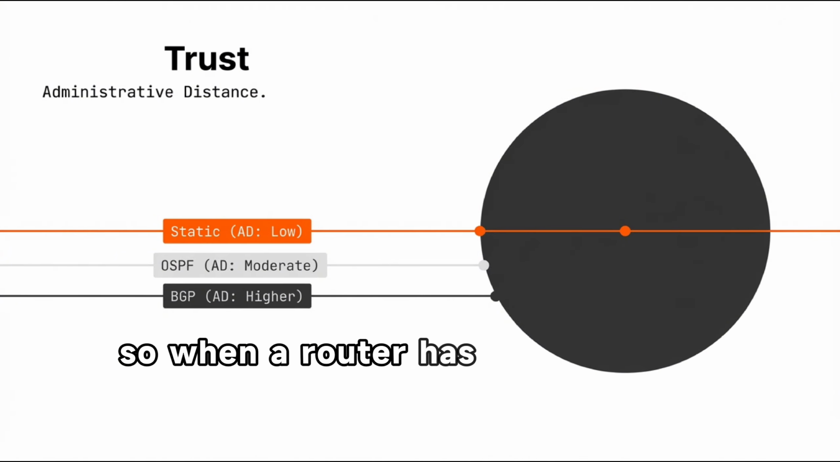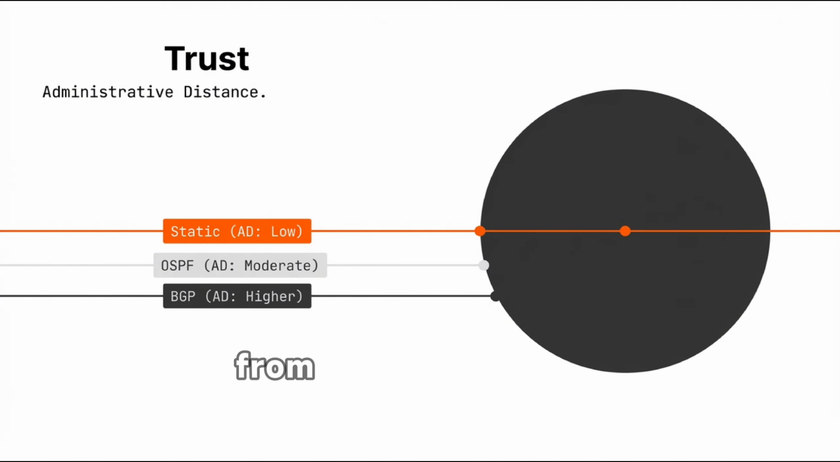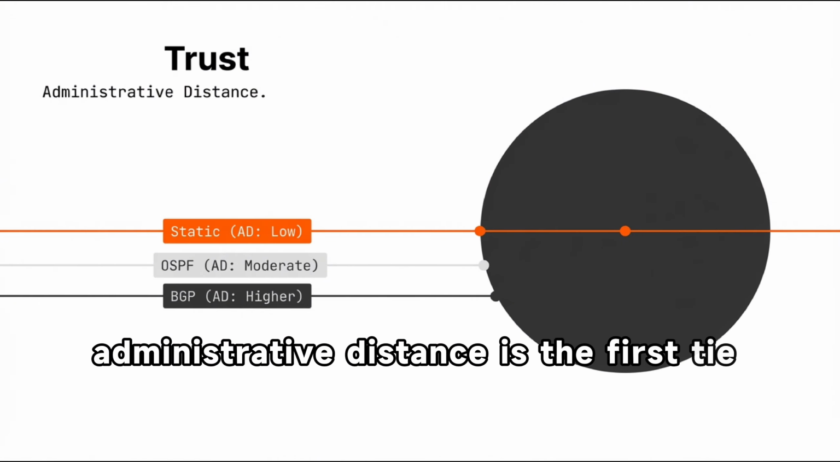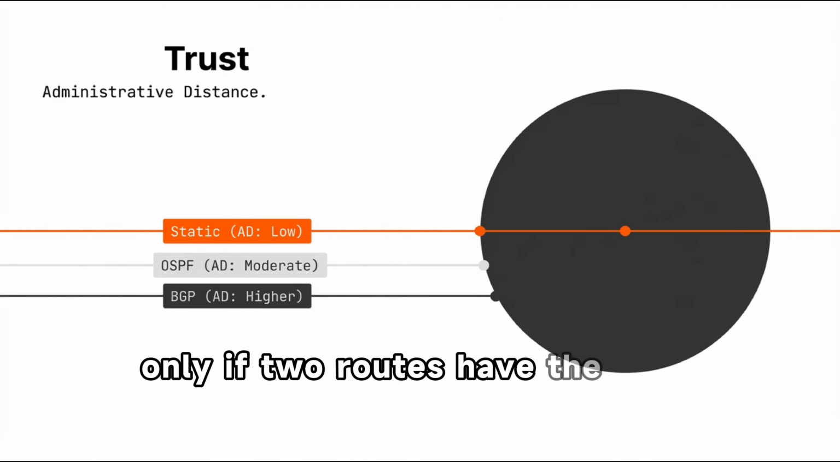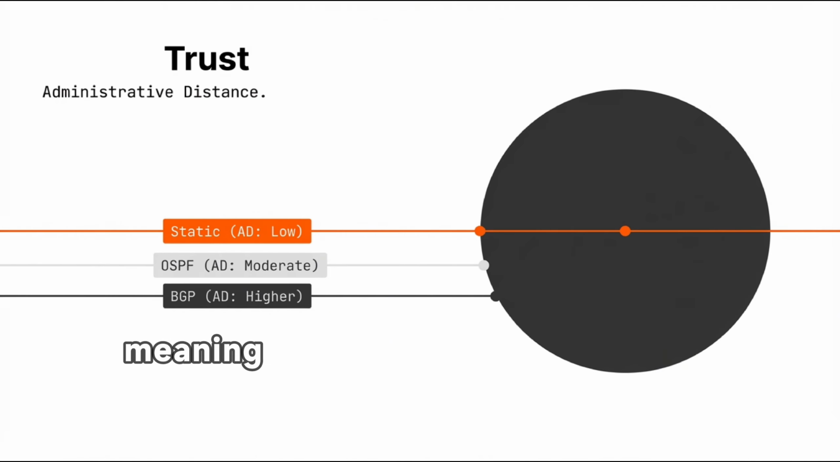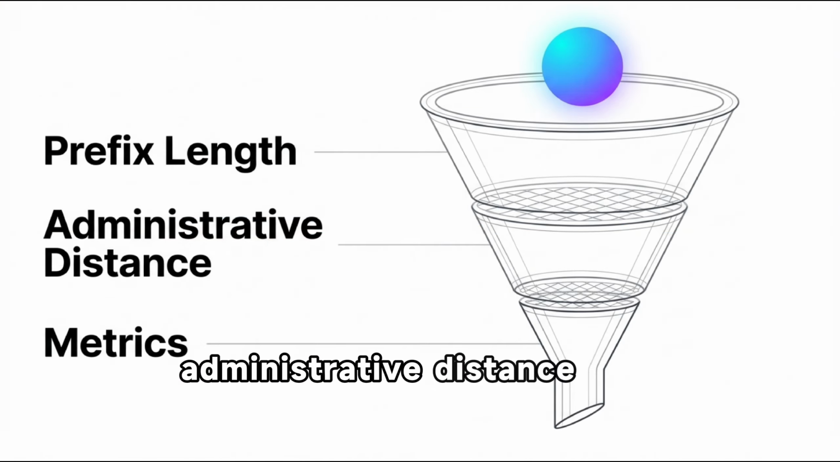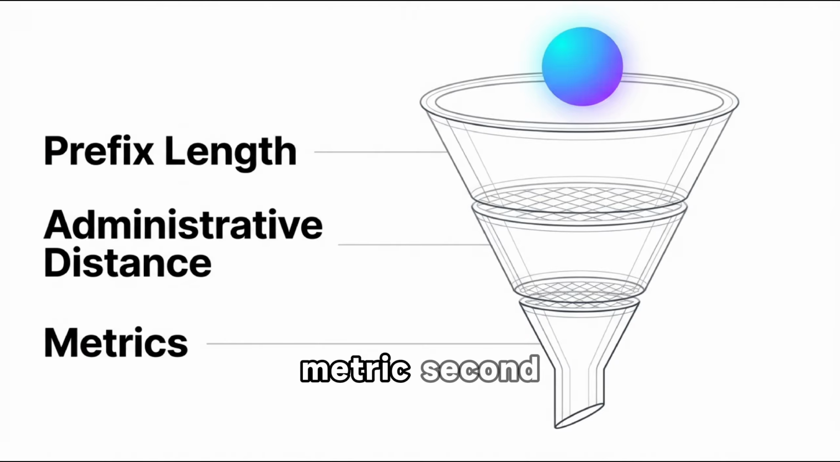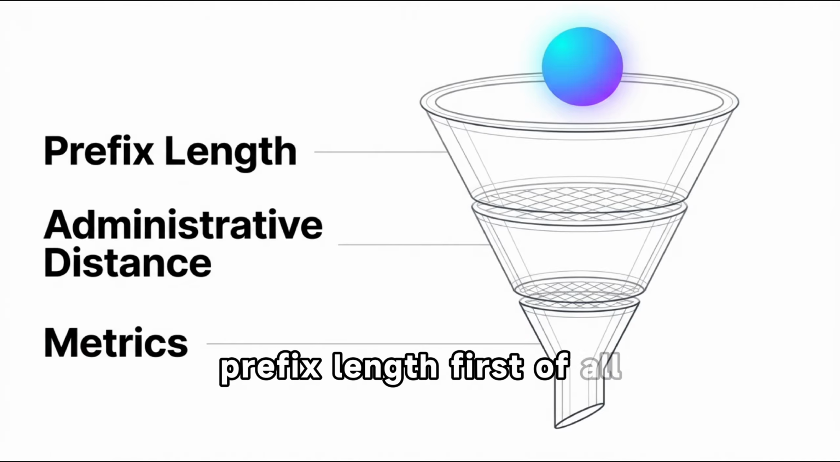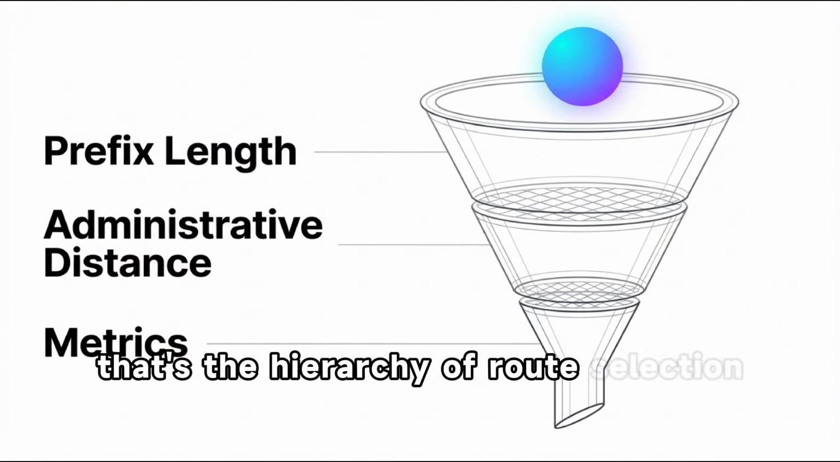So when a router has routes to the same destination from multiple sources, administrative distance is the first tiebreaker. Only if 2 routes have the same administrative distance, meaning they came from the same protocol, does the router move on to comparing their metrics. Administrative distance first. Metric second. Prefix length first of all. That's the hierarchy of route selection.